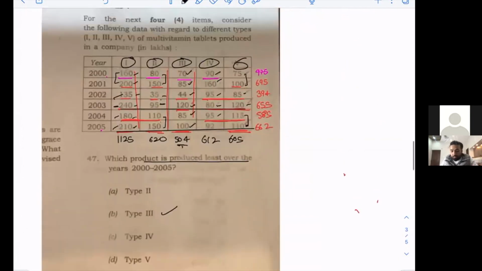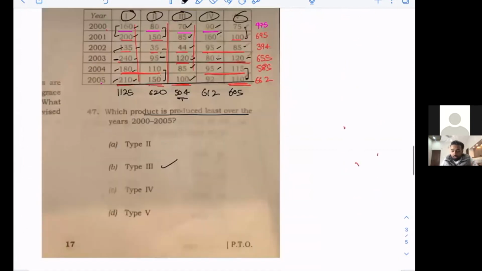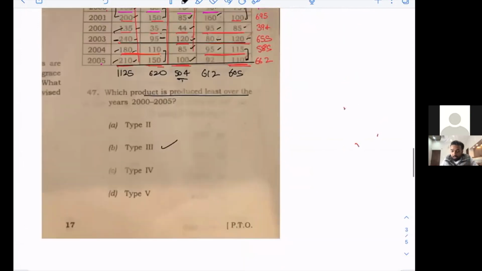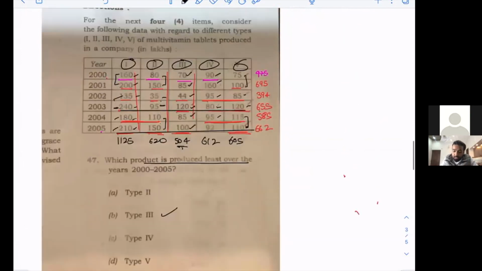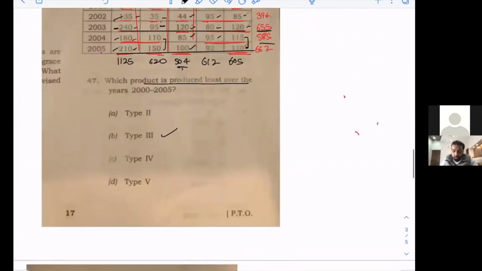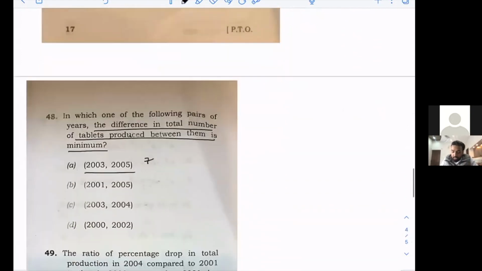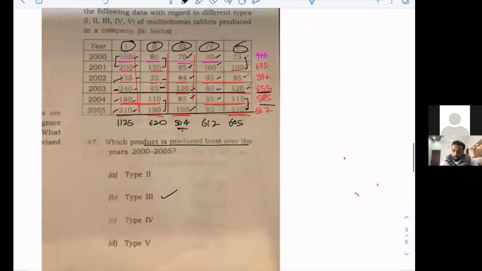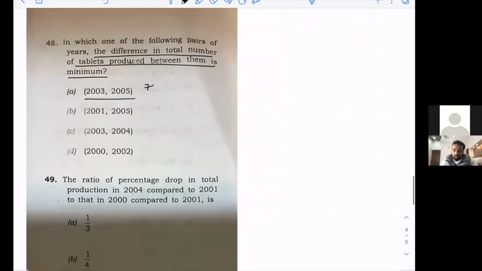2001 to 2005 the difference is much more. 695 to 662, the difference is more than 7. 2003 to 2004, 2003 में 655 थे और 2004 में 585 थे. Of course more than that. Next, 2000 2002, 394 और 475. ये भी ज़्यादा है, तो answer is A.